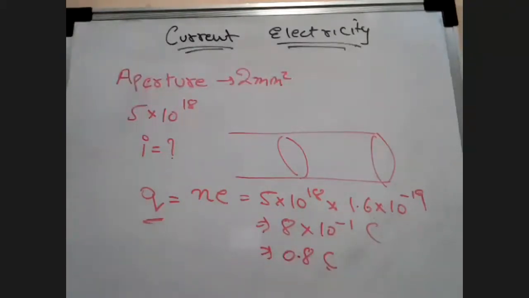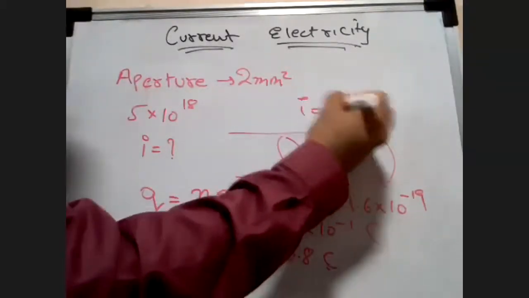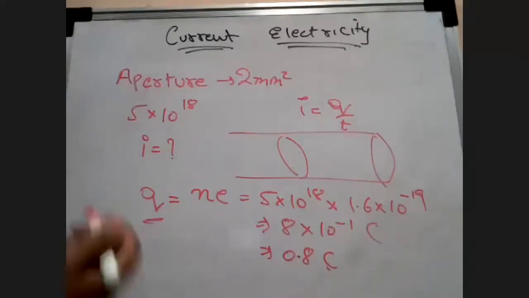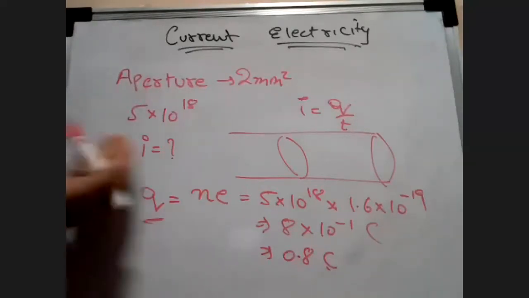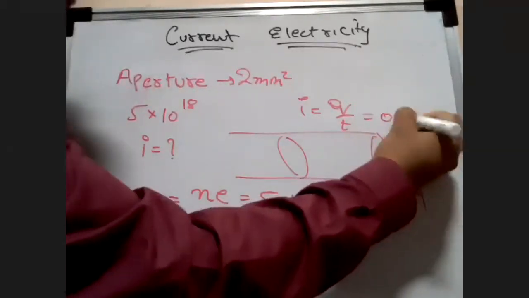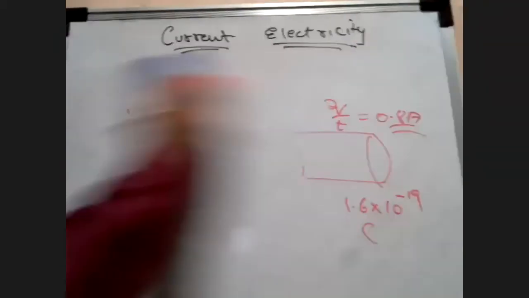Find out what is current now using the basic formula. What is I equal to? Q upon T. Yes or no? What is the time I told you? Time was per second, number of electrons passing through a perpendicular cross section. So 0.8 ampere. So now you are able to understand these concepts. Okay. Now, do we have time?